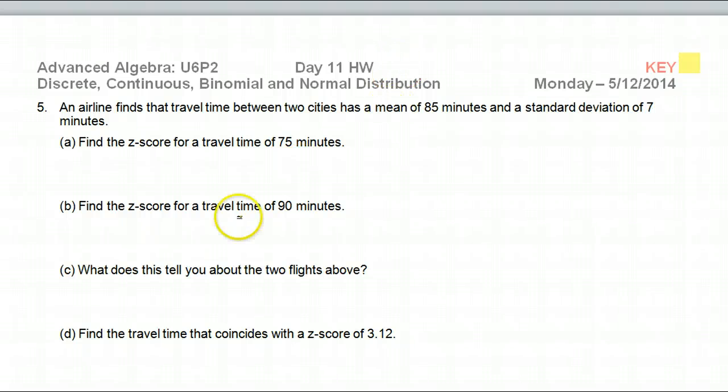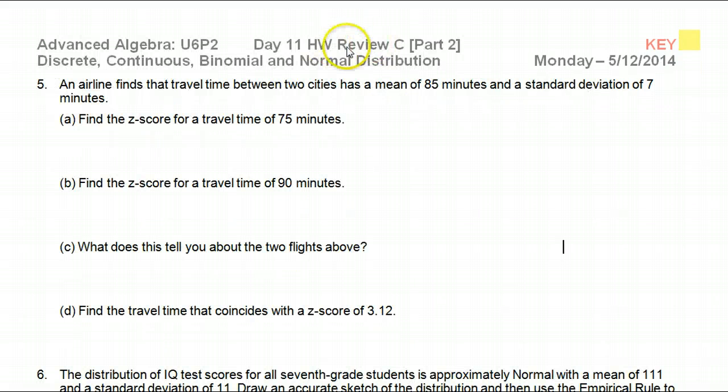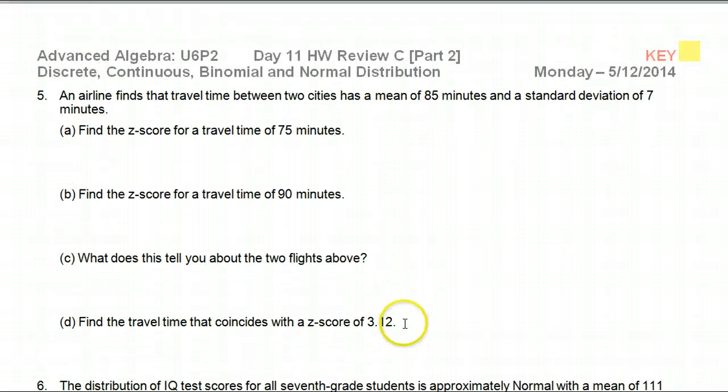Alright, this is part 2 of our review, and better added into the title: Review C part 2. That's why it's starting with number 5. If you didn't watch the first half of the review, definitely go back and watch that now. Also, the day 5 homework video would be a good review. Make sure you check that out.